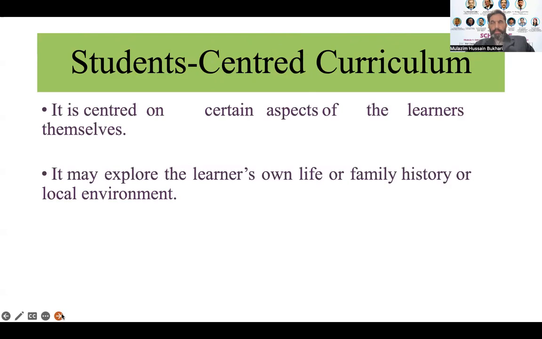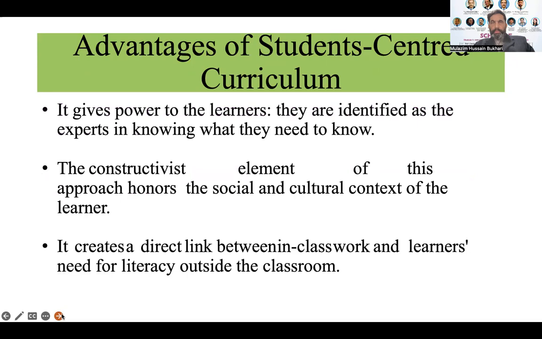Another model is the student-centered model curriculum. It is centered on certain aspects of the learners themselves. It may explore the learner's own life, family history, or the local environment. There are many advantages. It gives power to the learners, the students. They are individuals, and they are the main stakeholders.